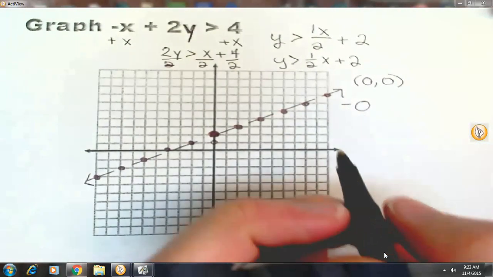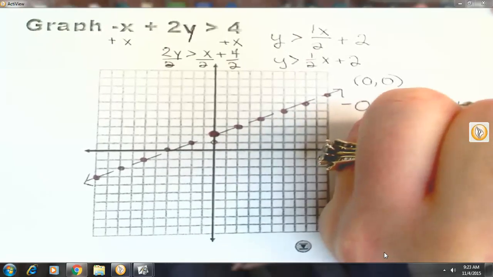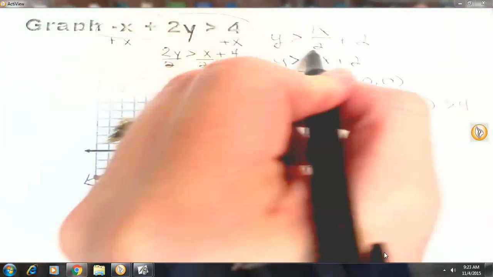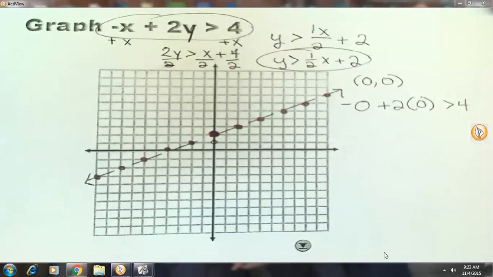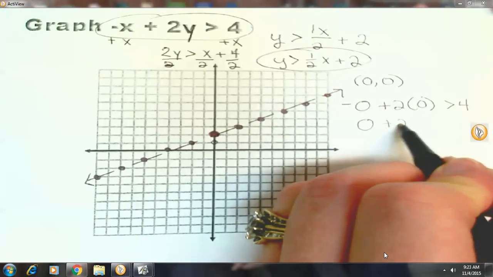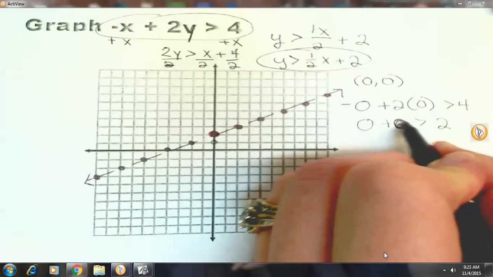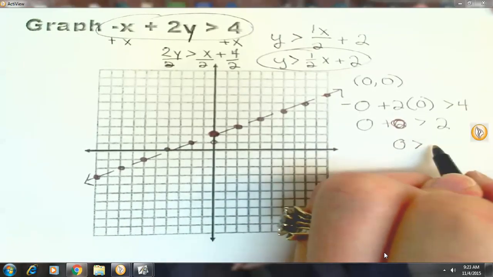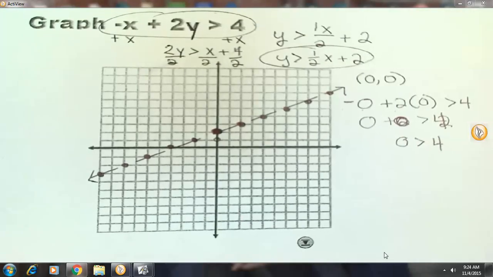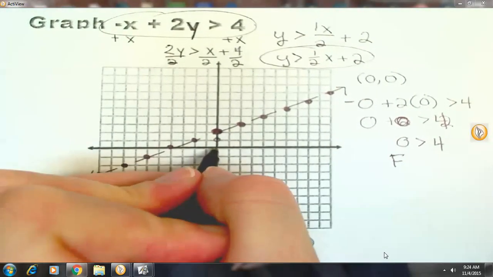So we have the opposite of 0 plus 2 times 0 is greater than 4. And once again, you could have put this into the original problem or the one that's in slope-intercept form. It doesn't matter. The opposite of 0 is still 0. 2 times 0 is 0. 0 is greater than 2 instead of 4. Sorry about that. And that's false.